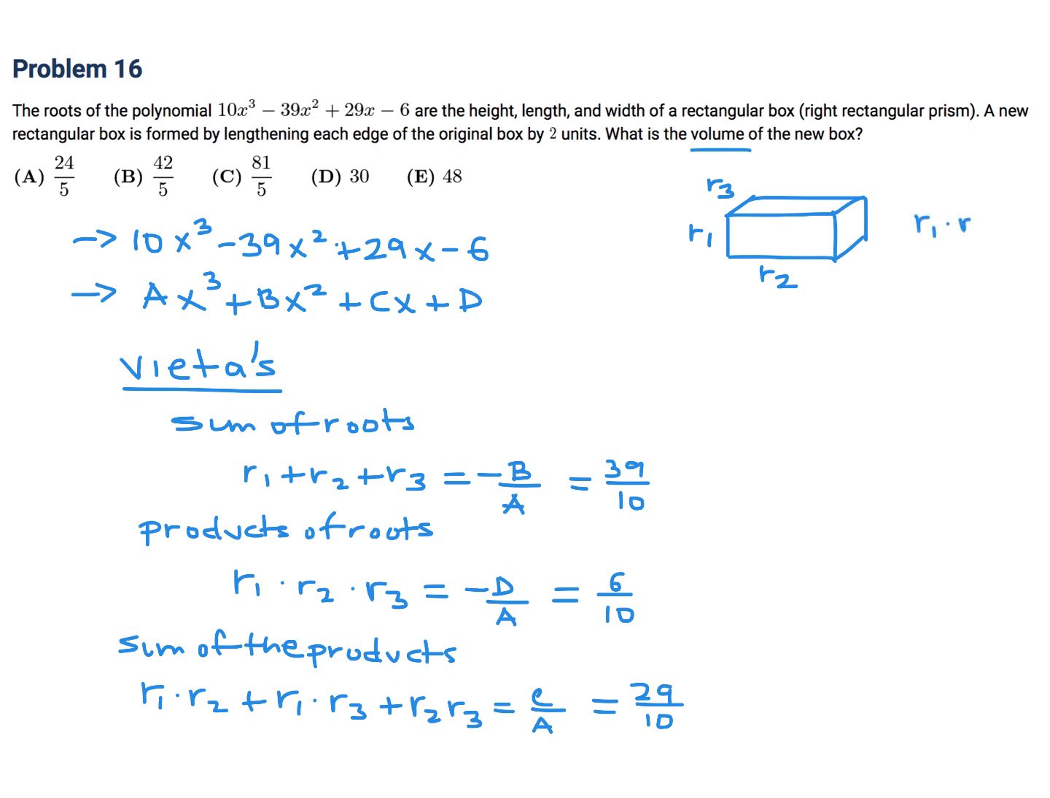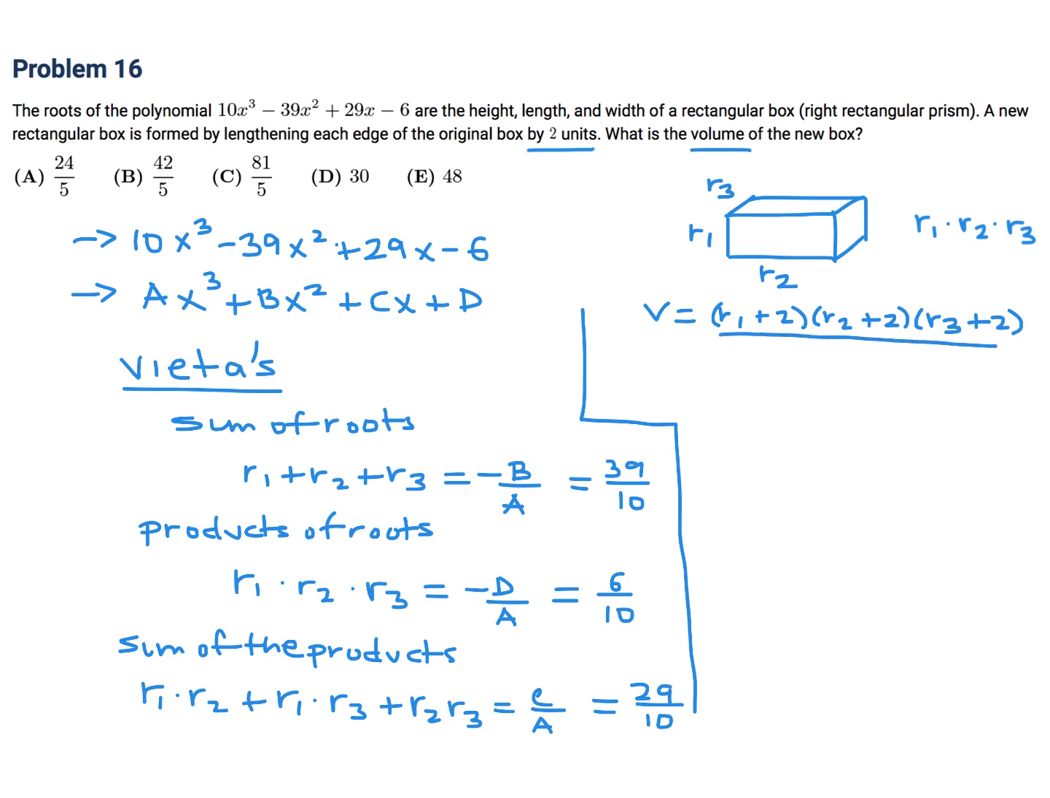be just R1 times R2 times R3, right? But they say that each of these is going to be extended by 2 units. So what that means is it's really R1 plus 2 times R2 plus 2 times R3 plus 2. That is the volume of this new box that they've created. Okay, so that's what we're going to do. We have to figure this out, and we're obviously going to use this, and this, perhaps all 3, I don't know. But that's going to be helpful since we have numerical values for those.